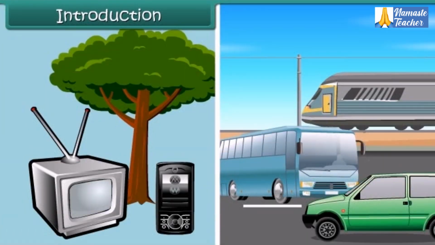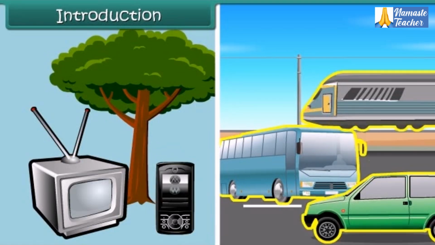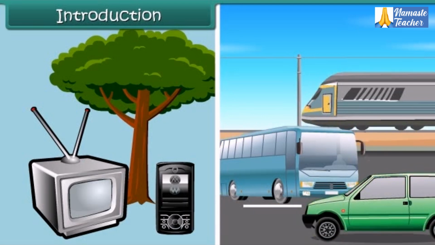Introduction. Look around yourself and you will find objects of different kinds such as television, mobile, trees, cars, buses, trains, etc.